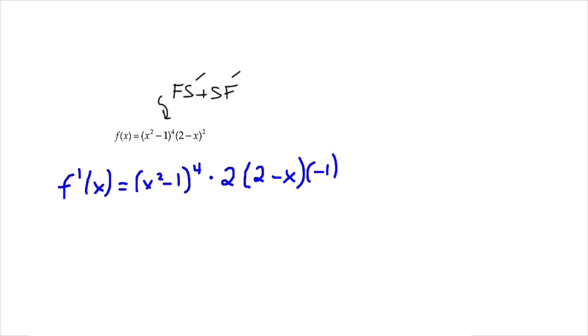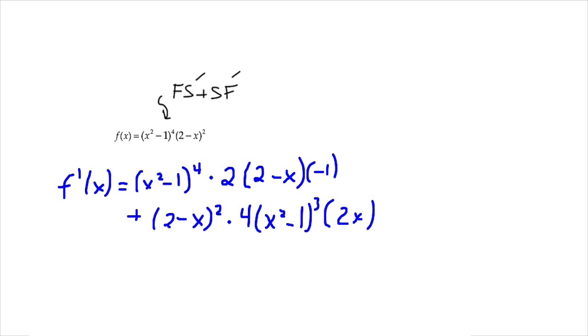Now, of course, I'm going to run out of room here, so I'm going to write it beneath this and then just clean it up when I'm done. Plus my second. Well, my second is just (2 minus x) all squared, times the derivative of the first. What's my derivative of the first? Well, that's going to be found by, again, using that chain rule. The 4 swings out front times (x squared minus 1) all to the third. But don't forget, the chain rule says you must then multiply by the derivative of the inside. So the derivative of x squared is a good old 2x.